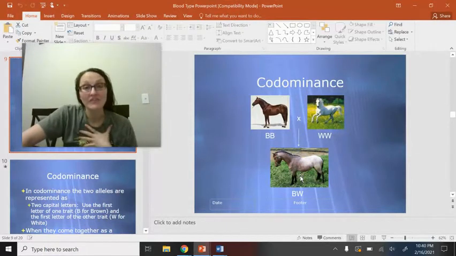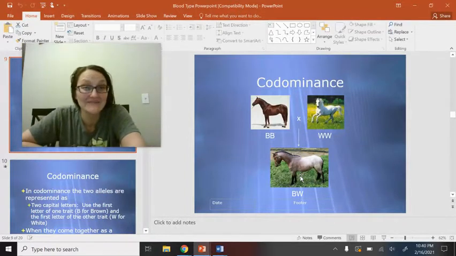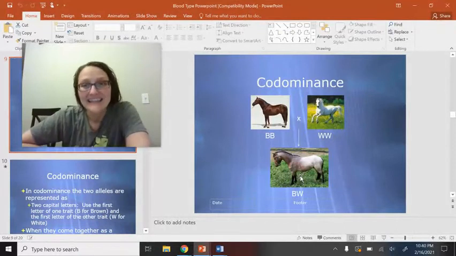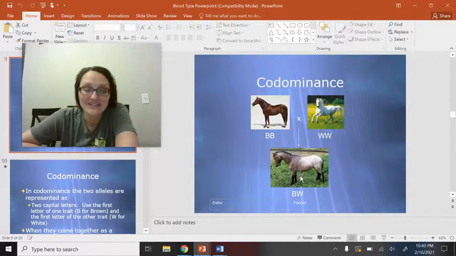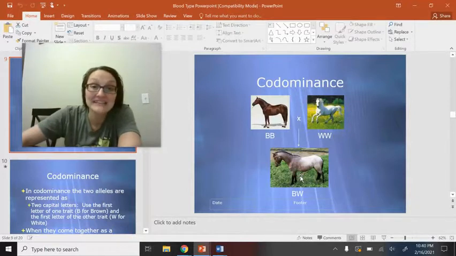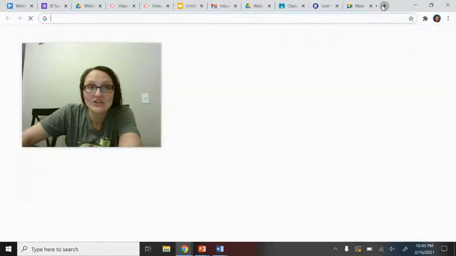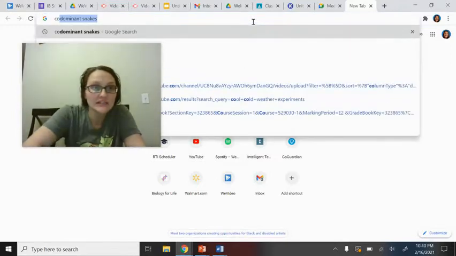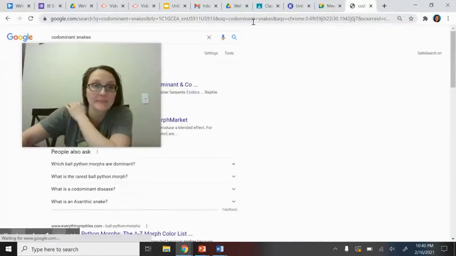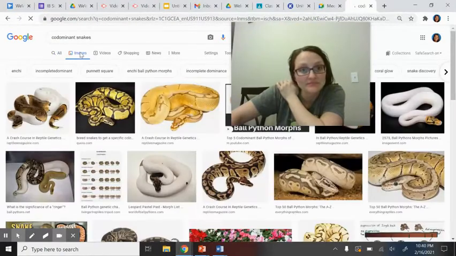So my favorite codominance occurs in snakes. Now, I don't actually love snakes very much, but I find snake genetics very, very interesting. So some snakes are codominant. So I wanted to show you guys, just Google on the internet here, codominant snakes. And then let me move my face. And then we go to images.